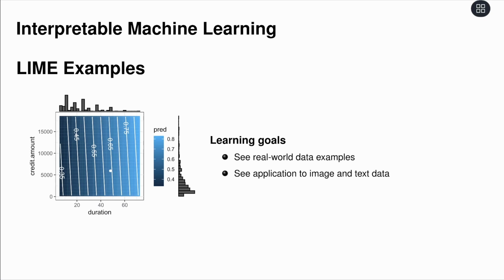So let's talk about some examples for how to apply LIME. As learning goals, we see some real-world data examples, real-world in the sense of what machine learning practitioners normally use as exemplary data. And we also see how we can apply it to image and text data.